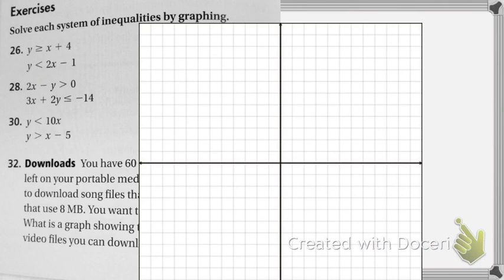Alright, now we're going to solve a system of inequalities. You graph an inequality the same way that you graph an equation. The only difference is that you have to shade. So I'm going to write shade up here. So we're going to do some shading. So still you do the y-intercept of 4 and the slope of 1.